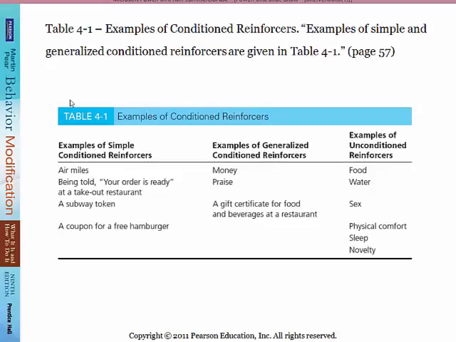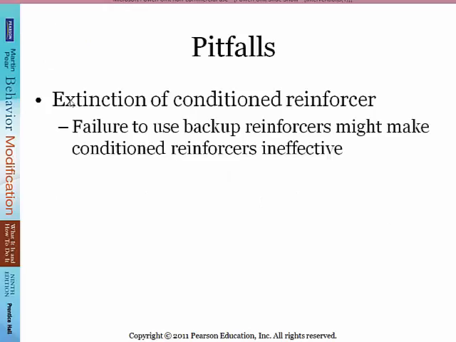So we have some examples here. A simple conditioned reinforcer, once again, is a token that can only be exchanged for one thing, like, for example, airline miles or subway tokens. In these situations, you are earning points so that you can trade them in for airline miles, maybe on your credit card. There's only one thing that you can do with those points. On the other hand, a generalized conditioned reinforcer like money or a gift certificate means that you can get whatever you want with it. Like if you gave someone a Walmart gift card, there are a lot of different things they can do with that. And then finally, unconditioned reinforcers are reinforcers that we naturally enjoy, right? Food, water, sex, physical comfort, sleep, novelty, so enjoying something new or fun. These are unconditioned reinforcers.